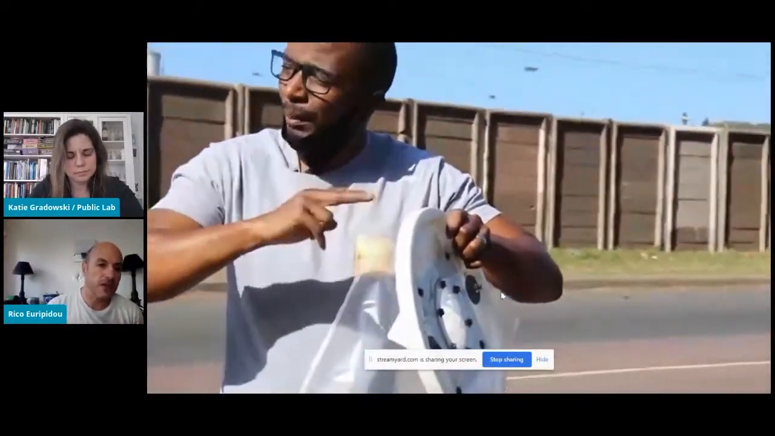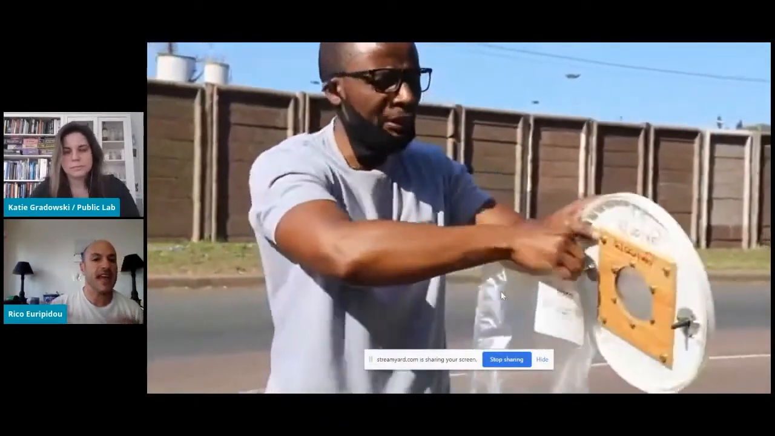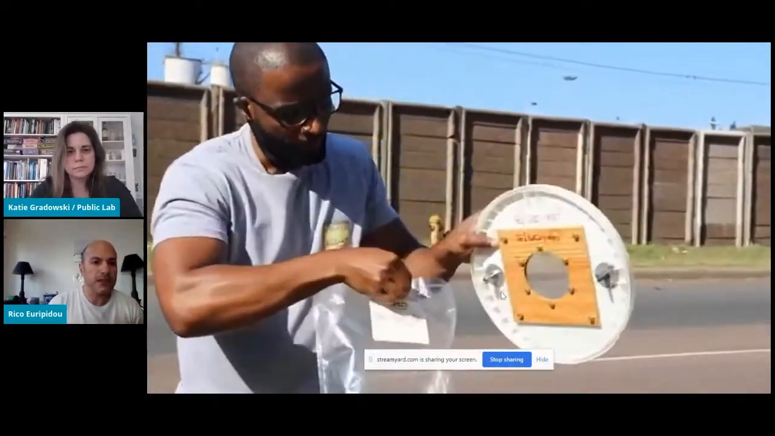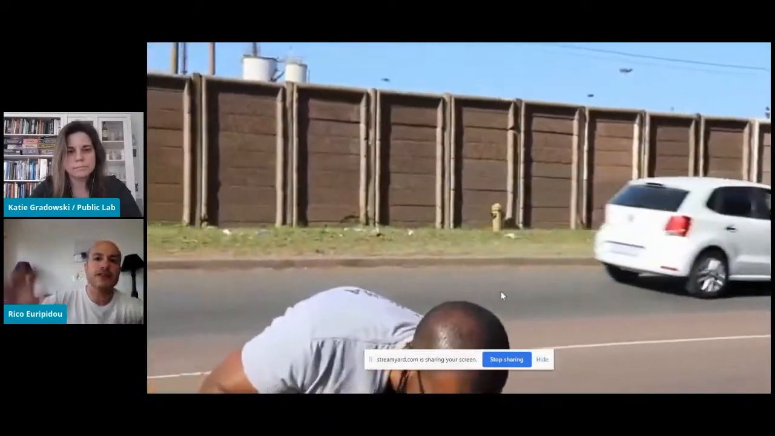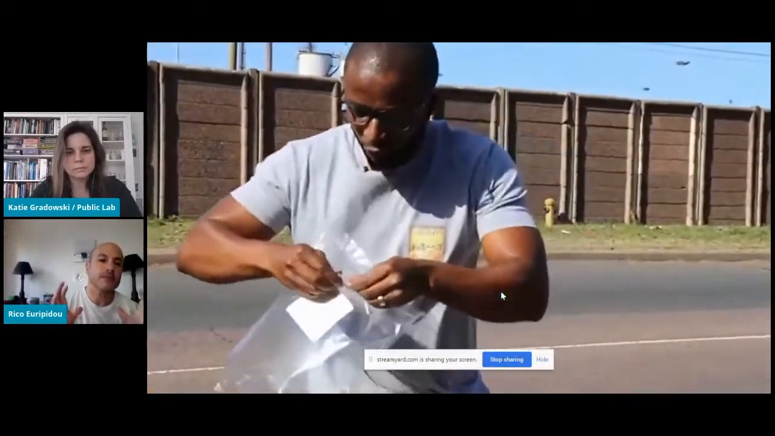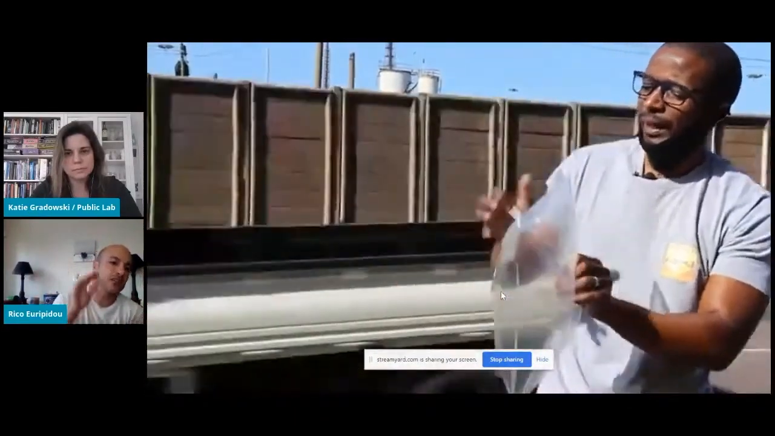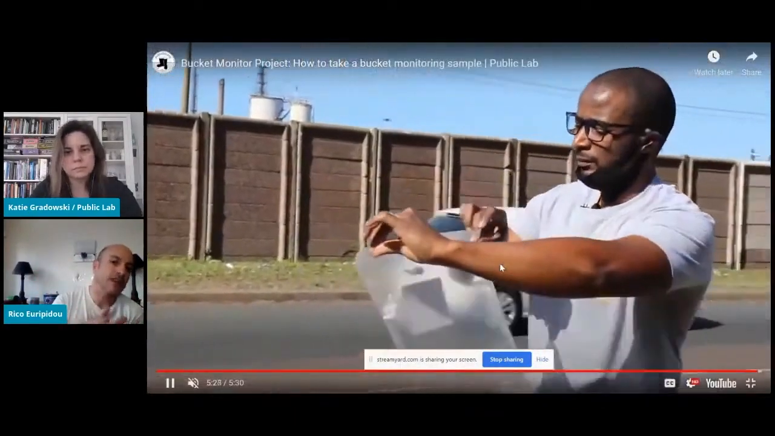So for instance, in South Durban, people had this anecdotal idea that people are dying from cancer. I know somebody dying from cancer just down the road. And that's what the bucket does. In that particular time, in that snapshot, it tells you exactly what is in the air.